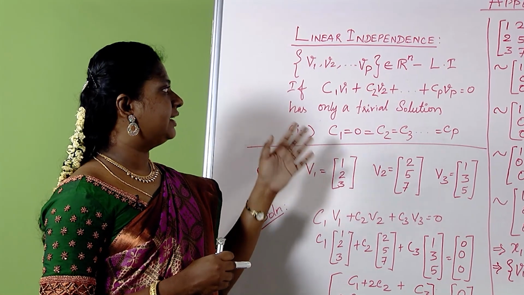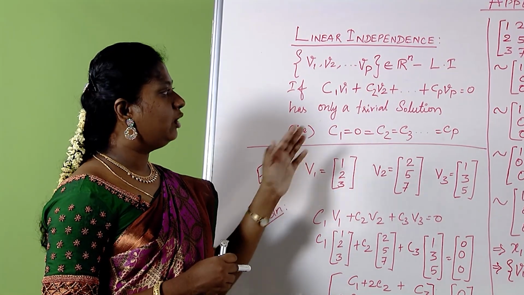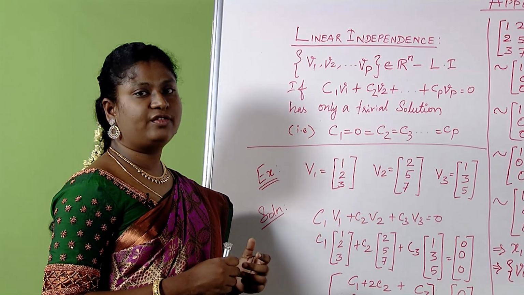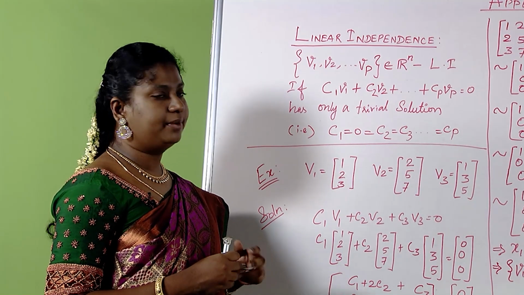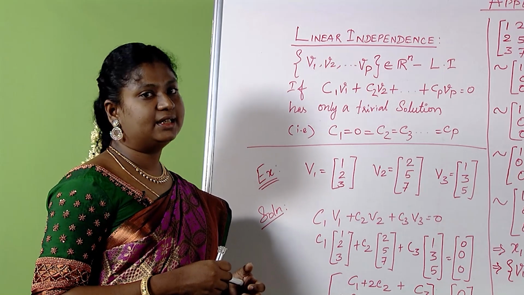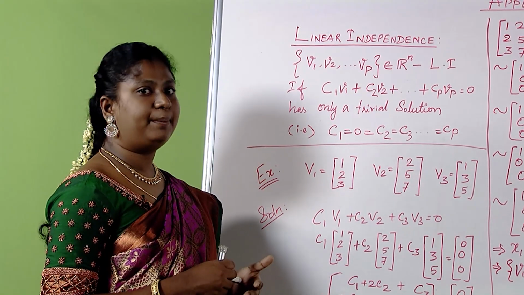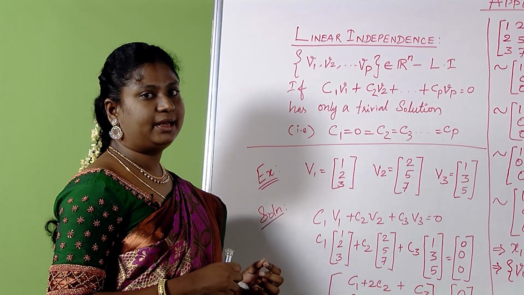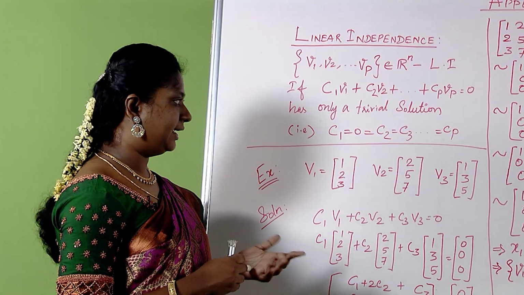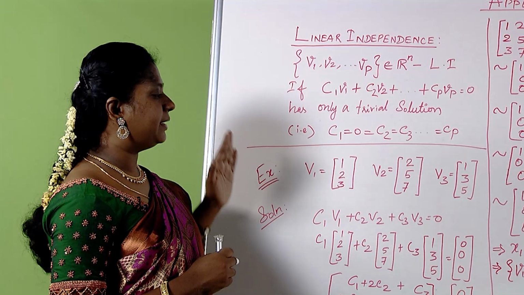If you have vectors and for some linear combination that is equated to 0, at least one of the coefficients Cj is not equal to 0, then that set of vectors is said to be linearly dependent. So, from here we get the definition of linear dependence: at least one Cj should be non-zero. Now, based upon this concept, we shall see some examples.